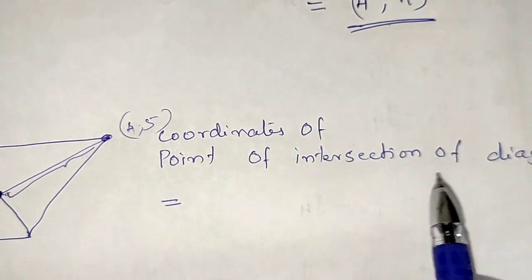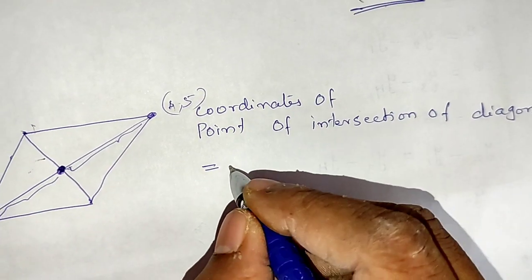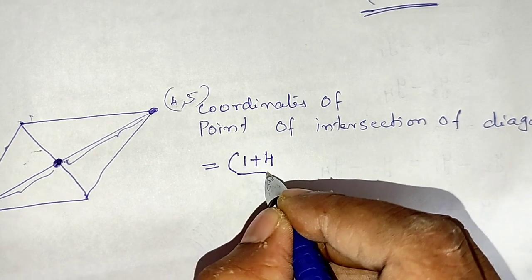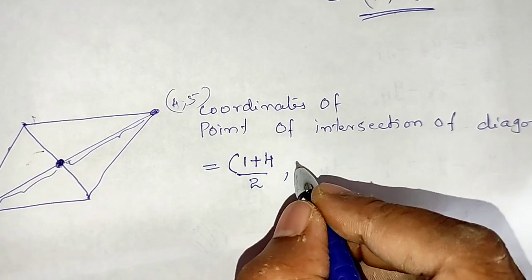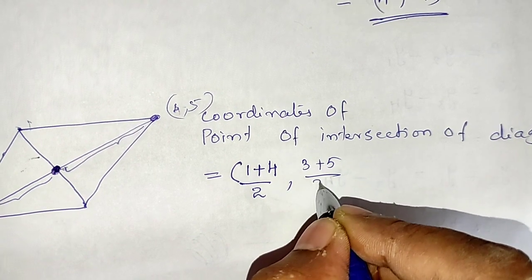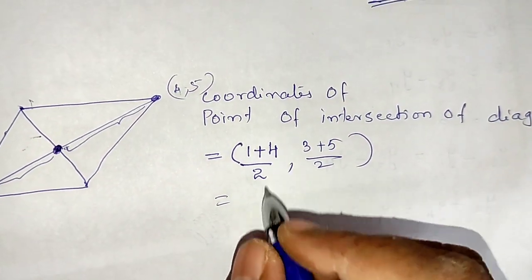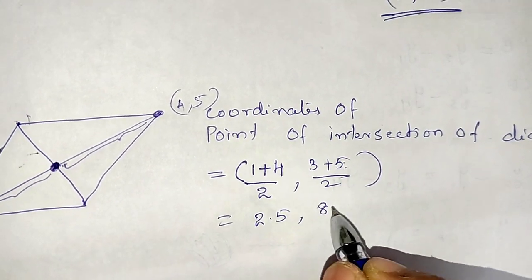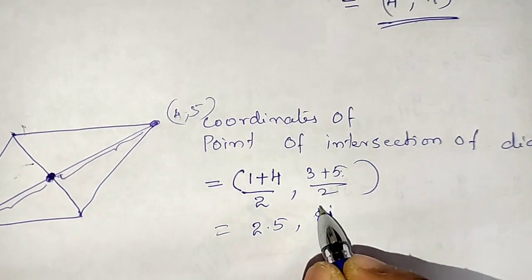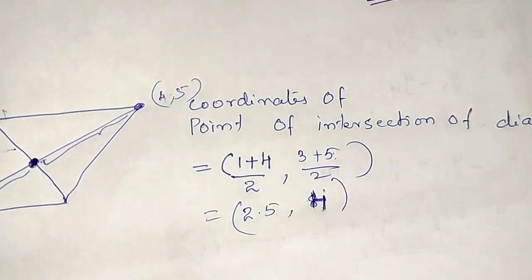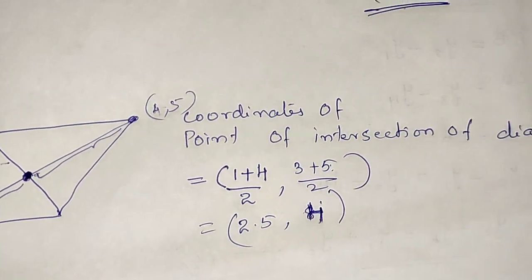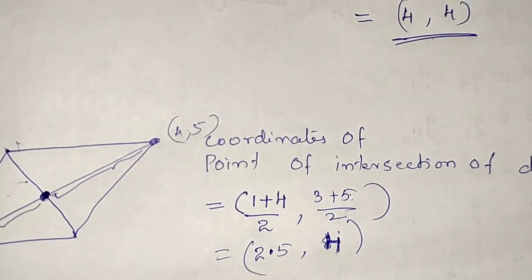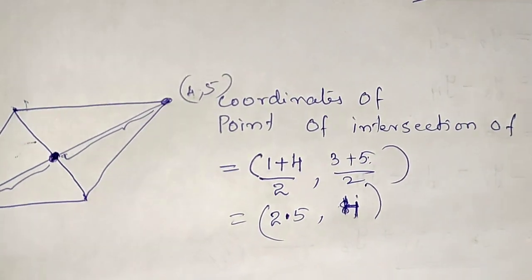So the coordinates of the point of intersection of the diagonals are: the x coordinates are 1 and 4, that is (1 plus 4) by 2, and next (3 plus 5) by 2. 1 plus 4 is 5, 5 by 2 is 2.5, 3 plus 5 is 8, 8 by 2 is 4. So the coordinates of the point of intersection of the diagonals are (2.5, 4).